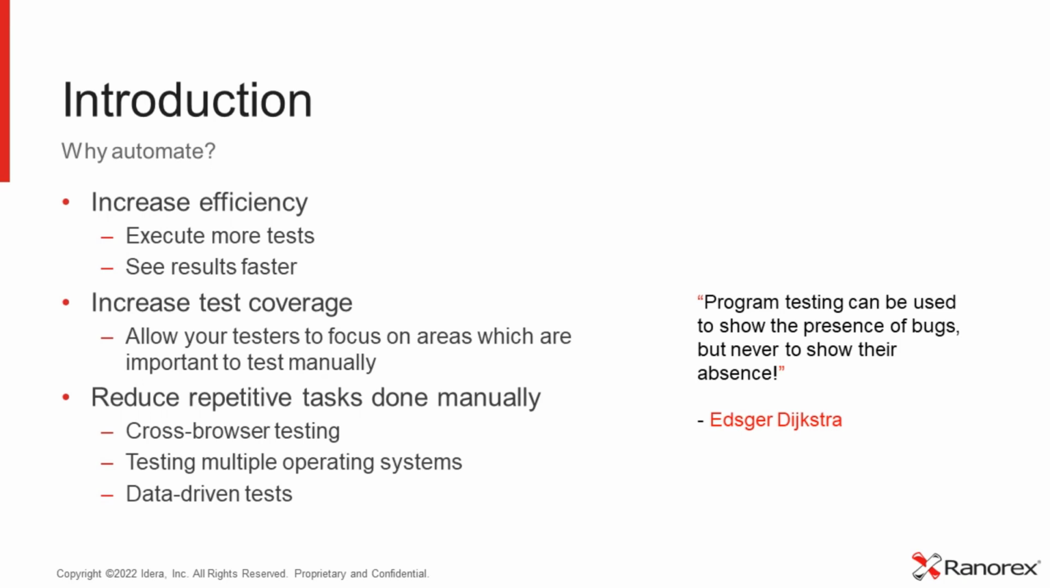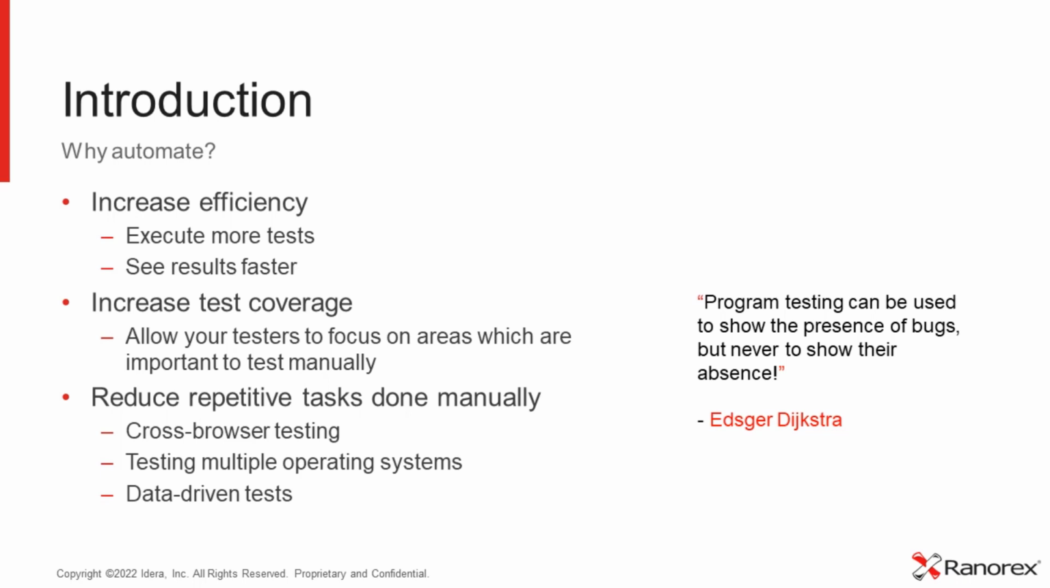So first, let's take a look at automation in general. So why would you want to automate? The main purpose behind automation is increasing efficiency. And this doesn't always necessarily mean automated tests, but for this webinar, we're going to focus on test automation. So why would you automate? You want to increase efficiency. You want to execute more tests and see results faster.